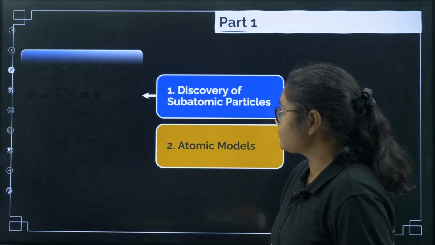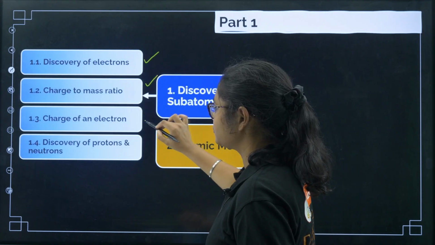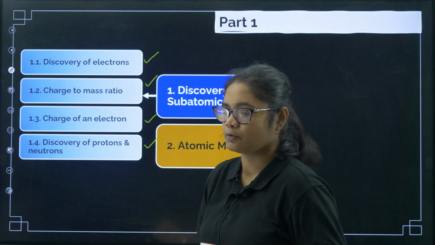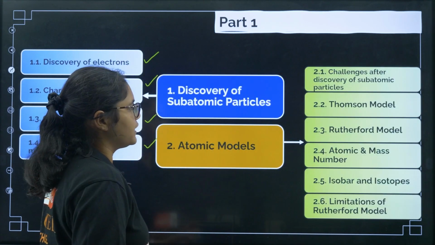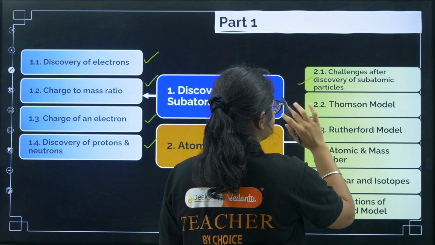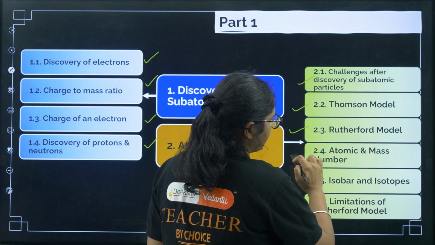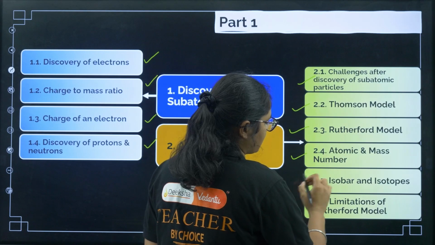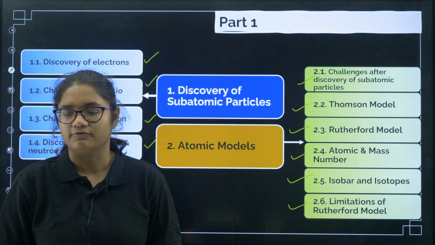In subatomic particles we are going to study the discovery of electrons, charge to mass ratio, charge of an electron, and discovery of protons and neutrons. Then in atomic models we are going to study challenges after the discovery of subatomic particles, Thomson model, Rutherford model, then atomic and molecular mass number, isobars and isotopes, then limitations of Rutherford model.